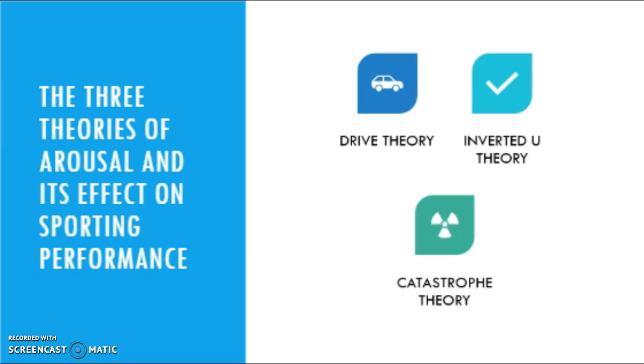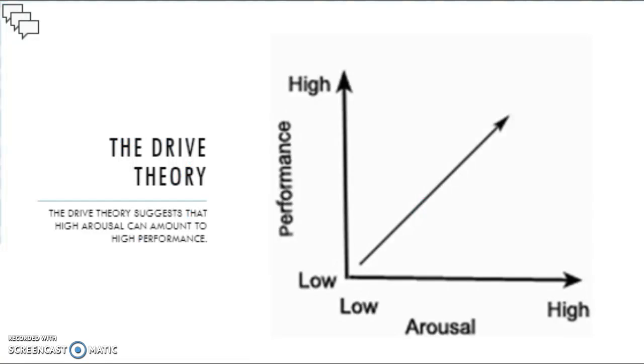There are three theories of arousal and its effect on sporting performance. There is the drive theory, inverted U theory, and catastrophe theory. We'll start with the drive theory. Right, so the first theory is the drive theory.